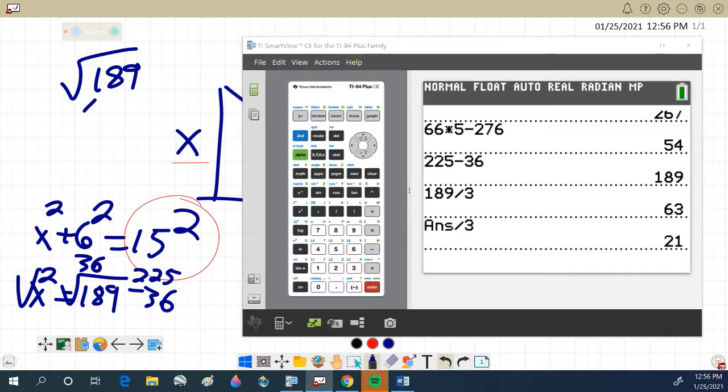So 3, 3, 3, and 7. Can I pull anything out? A 3. So it is 3 root 21. Okay? All right.